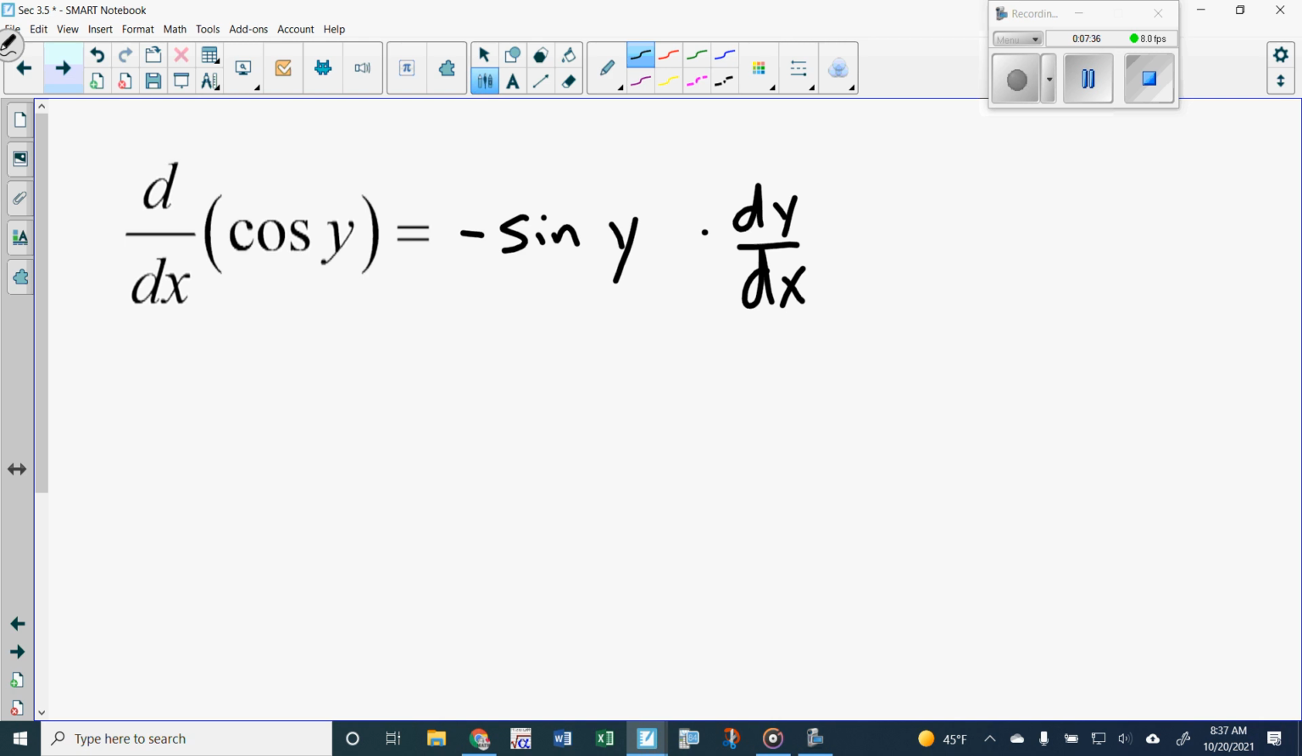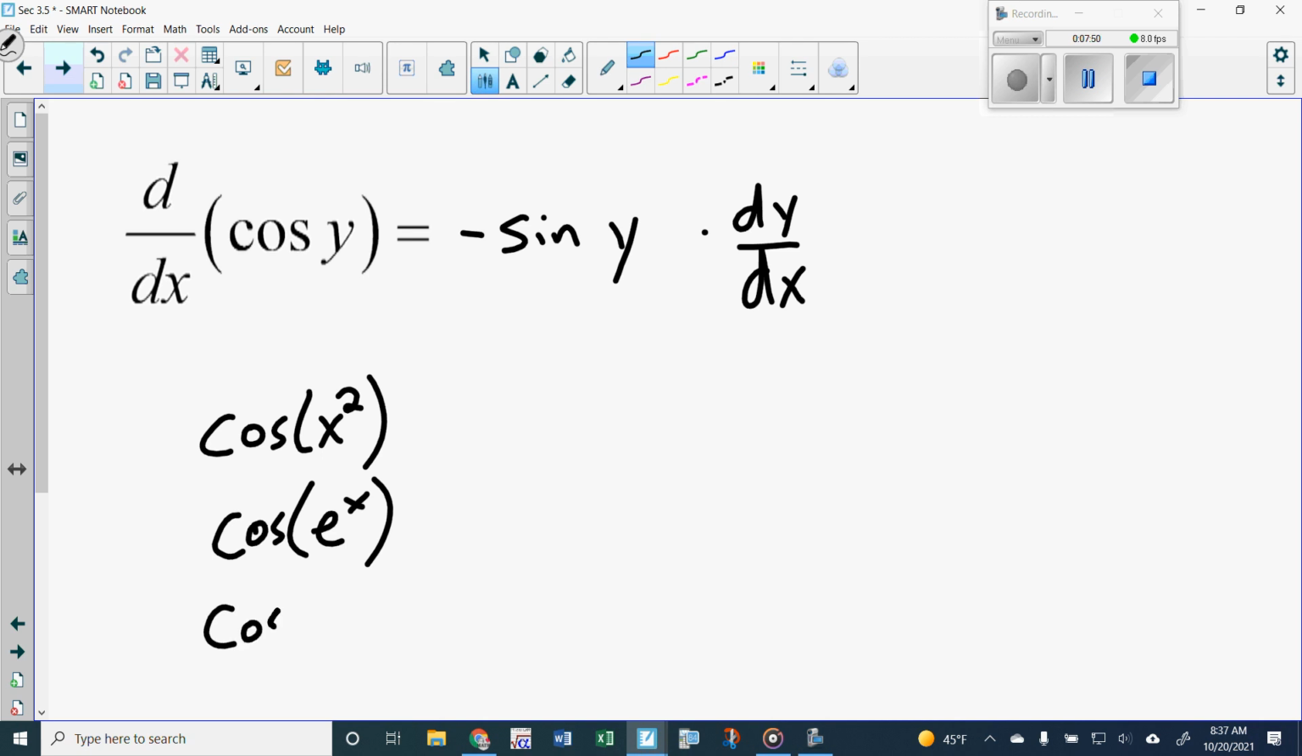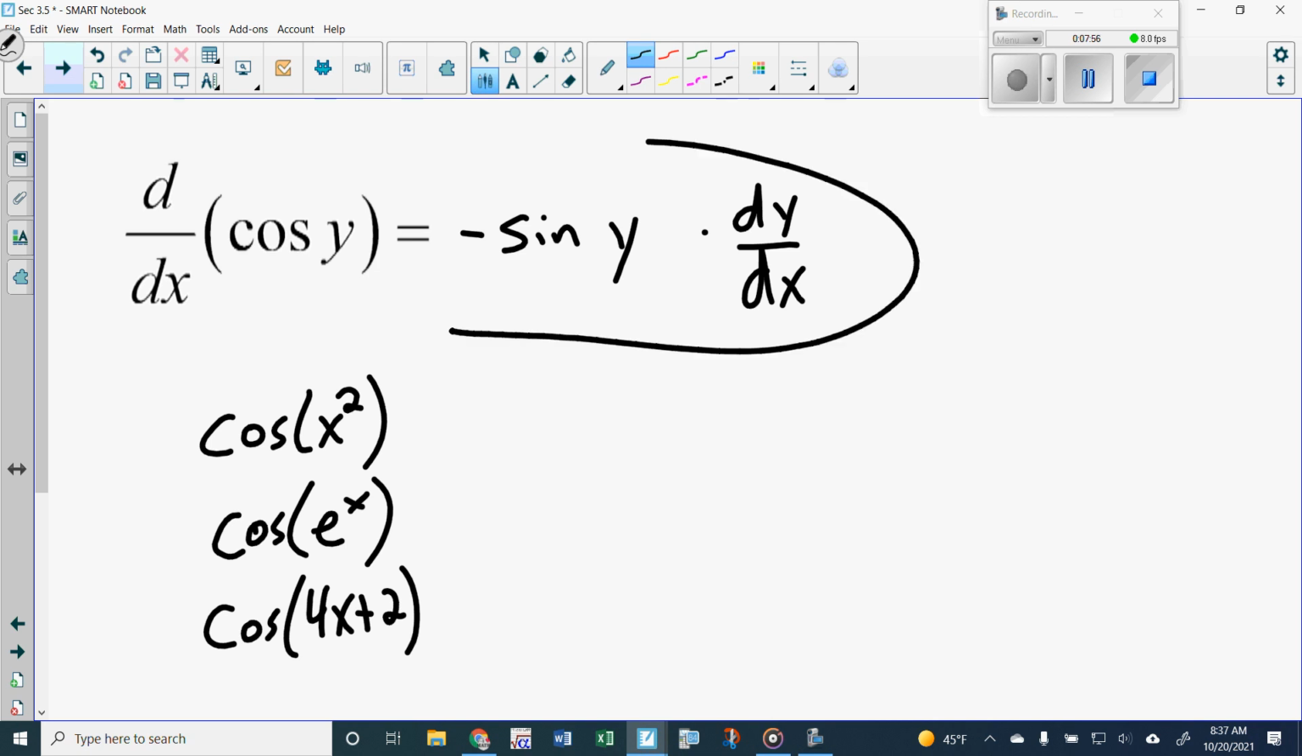And that would be the general form, if we had cosine of x squared, or cosine of e to the x, or cosine of 4x plus 2. All of those, you would use this general form to find the derivative. Does that make sense?